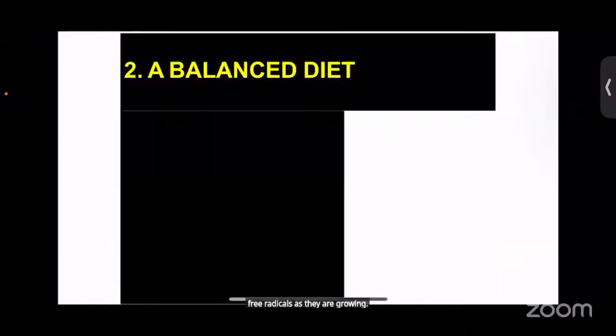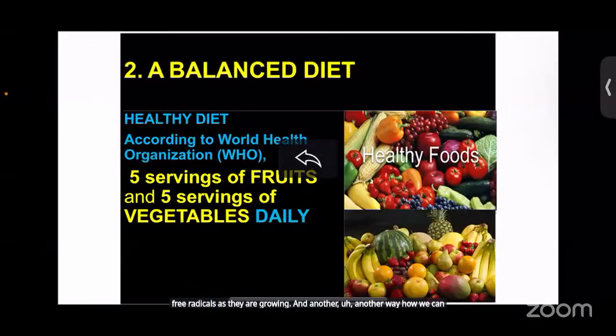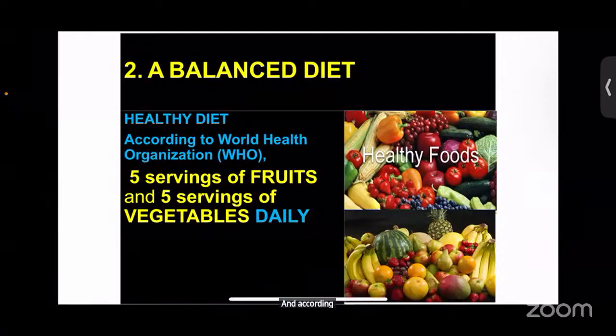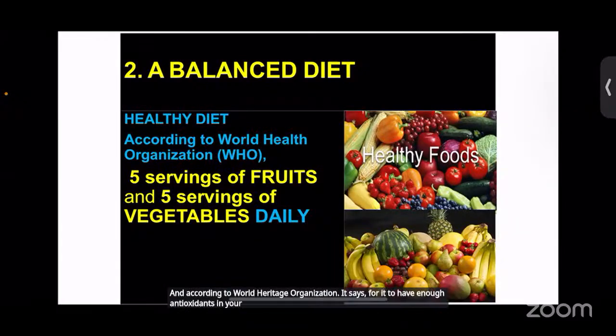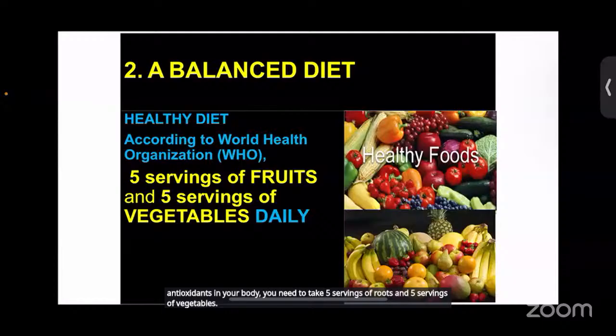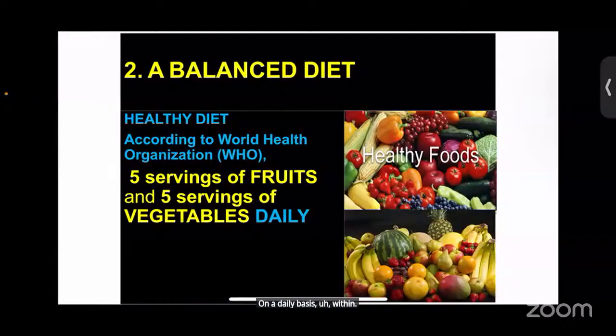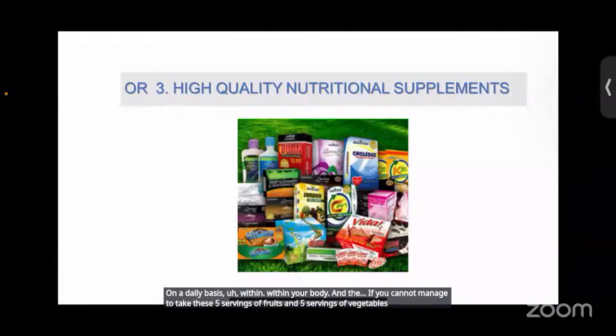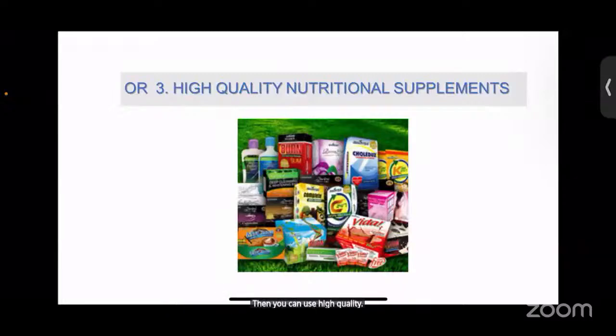Another way we can eliminate free radicals, or get antioxidants, is to take a balanced diet. According to the World Health Organization, for you to have enough antioxidants in your body, you need to take 5 servings of fruits and 5 servings of vegetables on a daily basis. And if you cannot manage to take these, then you can use high quality nutritional supplements.